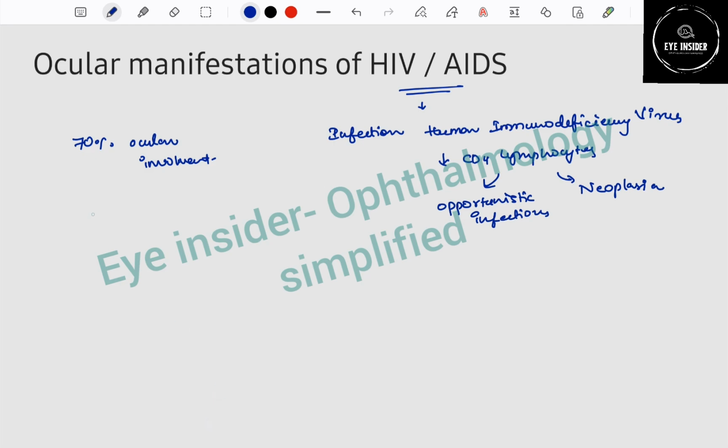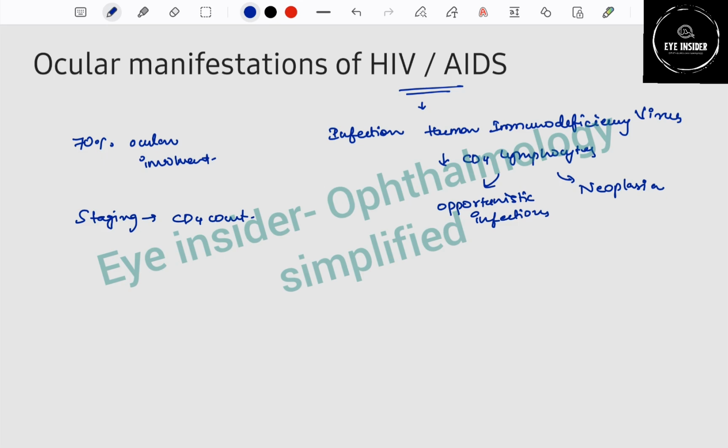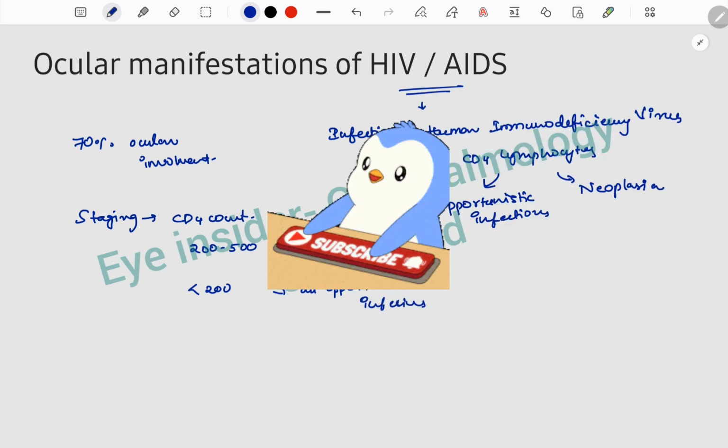It is an infection by human immunodeficiency virus which reduces the lymphocyte count, leading to opportunistic infections as well as neoplasms. Around 70% of the patients show ocular involvement, and the staging is based on CD4 count. If the counts are less than 500, there can be infections in the eye, and if the counts are below 200, there can be all opportunistic infections inside the eye.